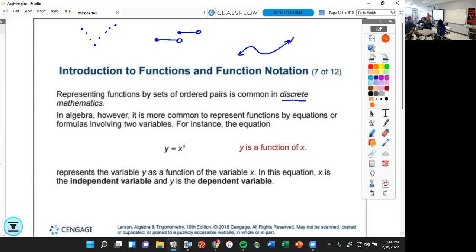The equation represents the variable as a function, and y is a function of x. X is independent, y is dependent. Okay, you can't tell me what the y value is unless you know what x is, right?